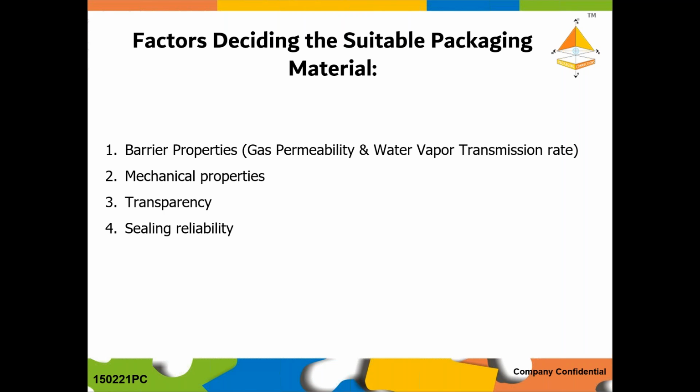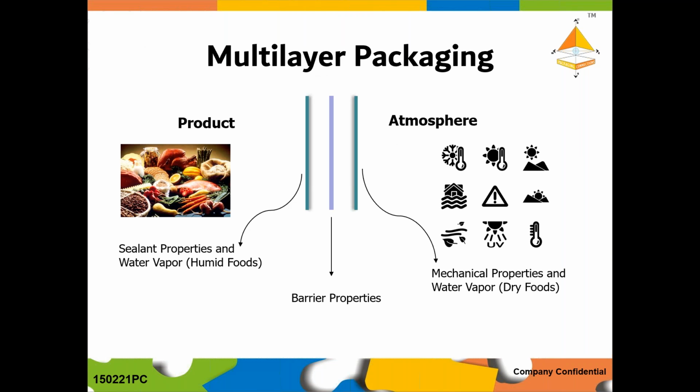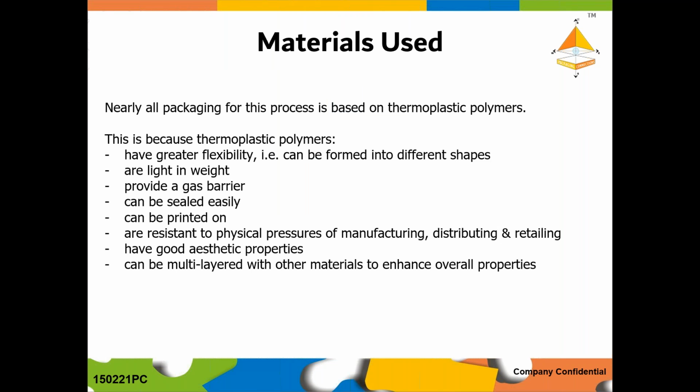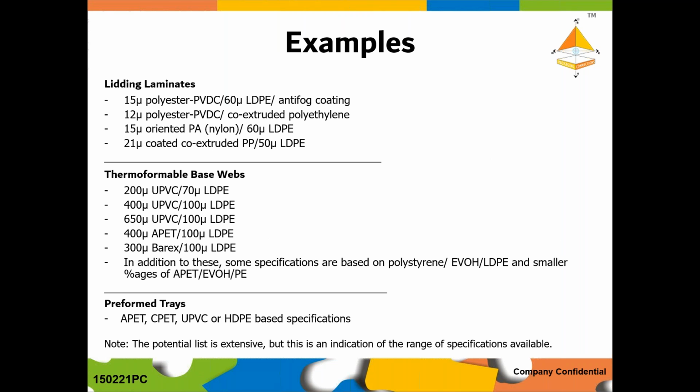The different factors deciding the suitable packaging material are barrier properties, mechanical properties, transparency, and sealing quality. Multi-layer packaging: for the right barrier properties, to have the different properties, a combination of multi-layer films is used. The materials used are different thermoplastic polymers. Depending on the property we need, we use it. There are different combinations possible. This is not an exhaustive list, just a few examples.